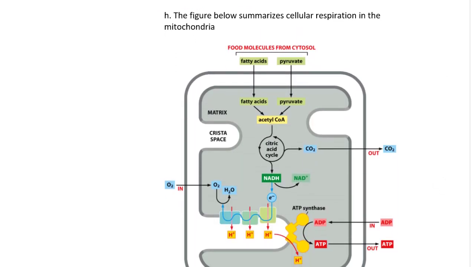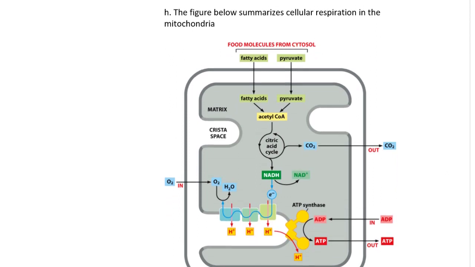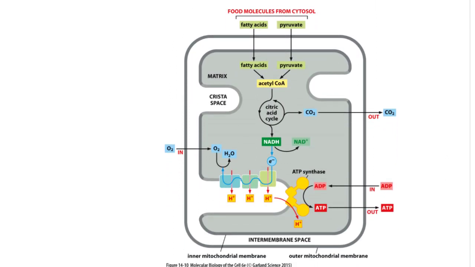Now the figure below summarizes cellular respiration in the mitochondria. And this is actually a very good picture. I like this picture very much. So we have the input from either glycolysis or fatty acids, which will enter the mitochondria straight. And then pyruvate is converted to acetyl-CoA, or fatty acids are converted to acetyl-CoA. And we covered this in section 1. And then, of course, acetyl-CoA goes to the citric acid cycle. And if you remember, a lot of NADH is produced during the citric acid cycle.